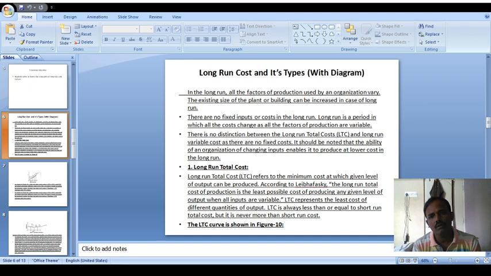In the long run, all the factors of production used by an organization vary. The existing size of plant or building can be increased in the case of the long run. There are no fixed inputs or costs in the long run. Long run is a period in which all the costs change as all the factors of production are variable. There is no distinction between long run total costs and long run variable costs as there are no fixed costs. It should be noted that the ability of an organization to change inputs enables it to produce at lower cost.